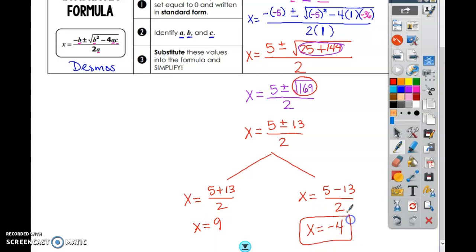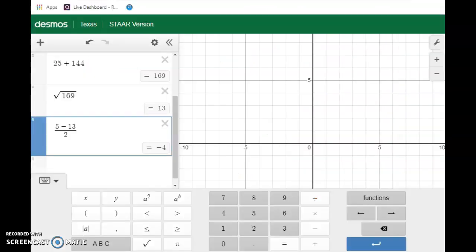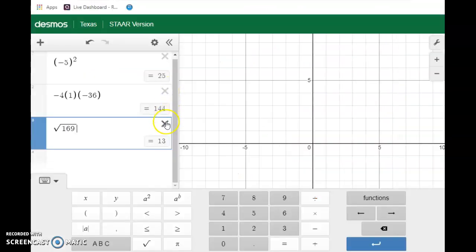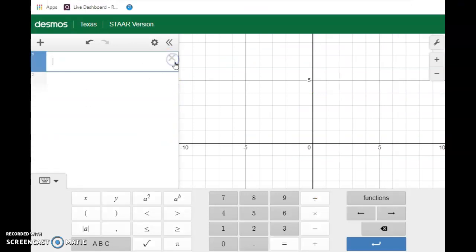Okay, Ms. Mesa, this is too long. How can I do it easier? Right? I want everybody to go put this formula in Desmos right now, because Desmos can do it for you. So let's go type it, erase everything. I'm going to come check that everybody is typing the formula.